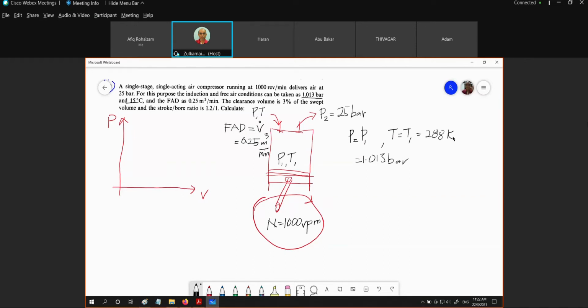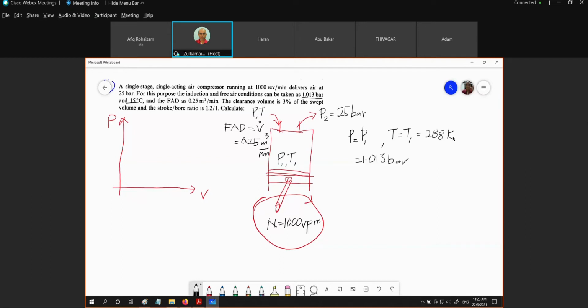If we have a different value whereby P is not equal to P1 and T is not equal to T1, the FAD is always measured at P and T. Remember that. In this case, they are equal because the question tells us that the induction and the free air condition are the same. Again, FAD is always measured at P and T.